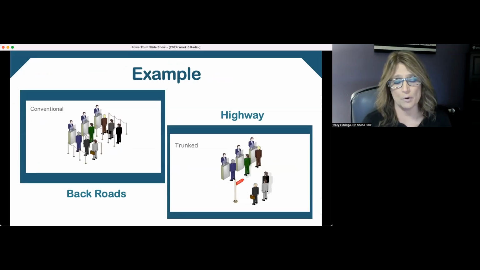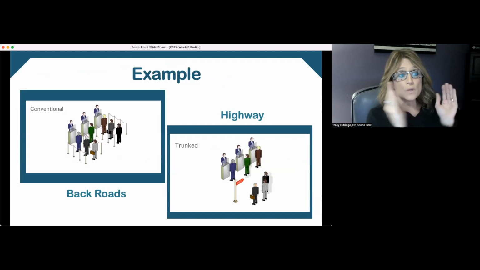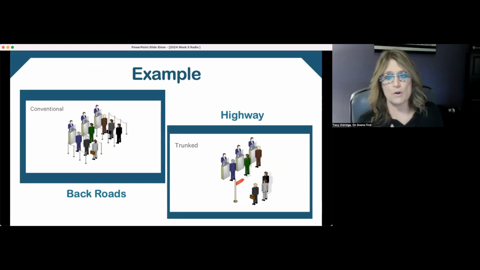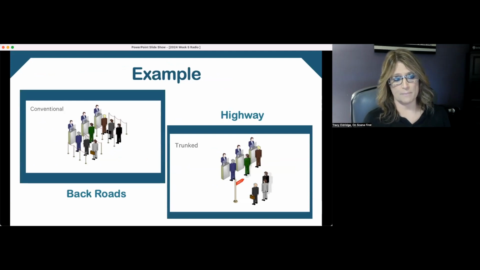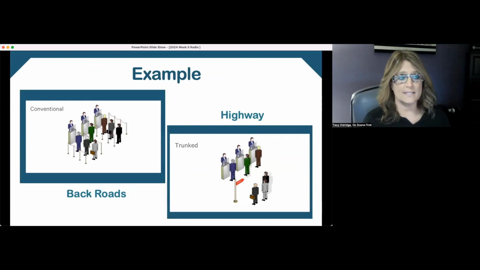So here's your example. Disregard the words highway and back roads. Those aren't supposed to be there yet. I forgot to hit the animation button there. Focus on the conventional picture of the folks at the bank and the trunked picture of the folks at the bank. Conventional is there are three separate lines, three separate lanes.